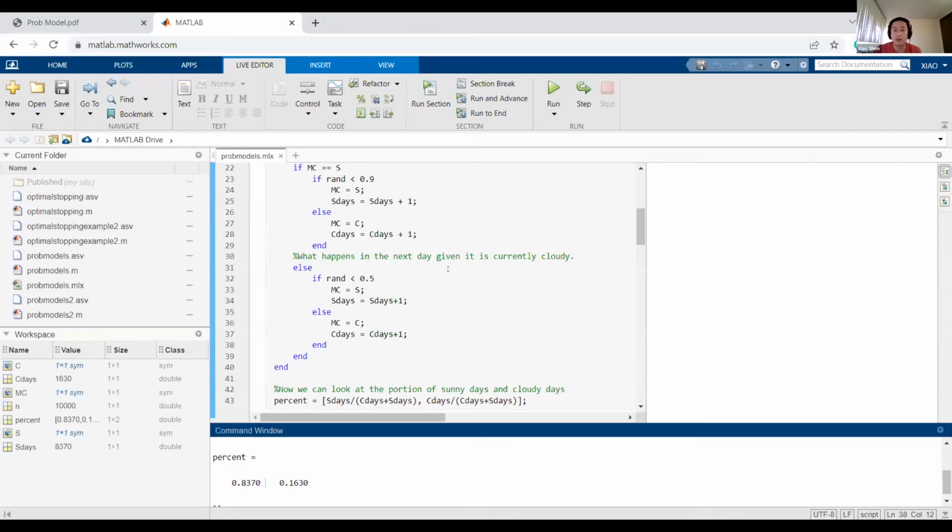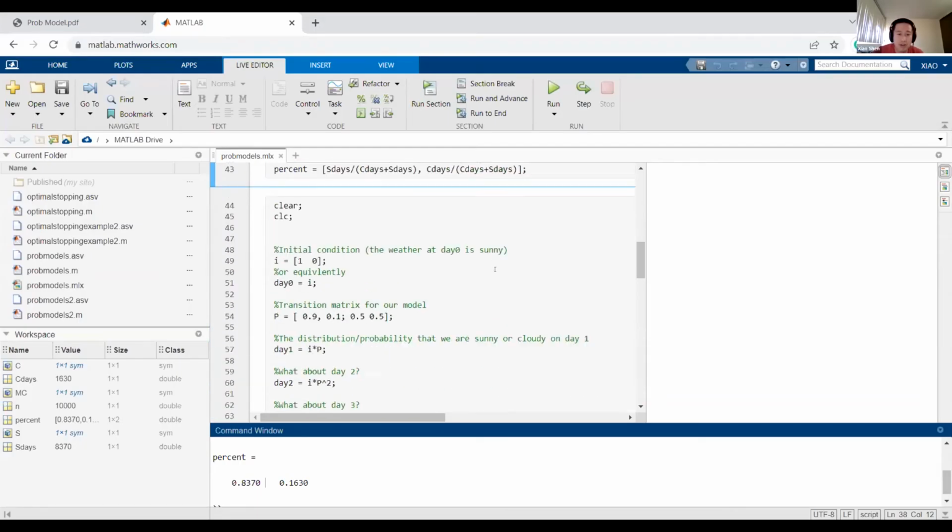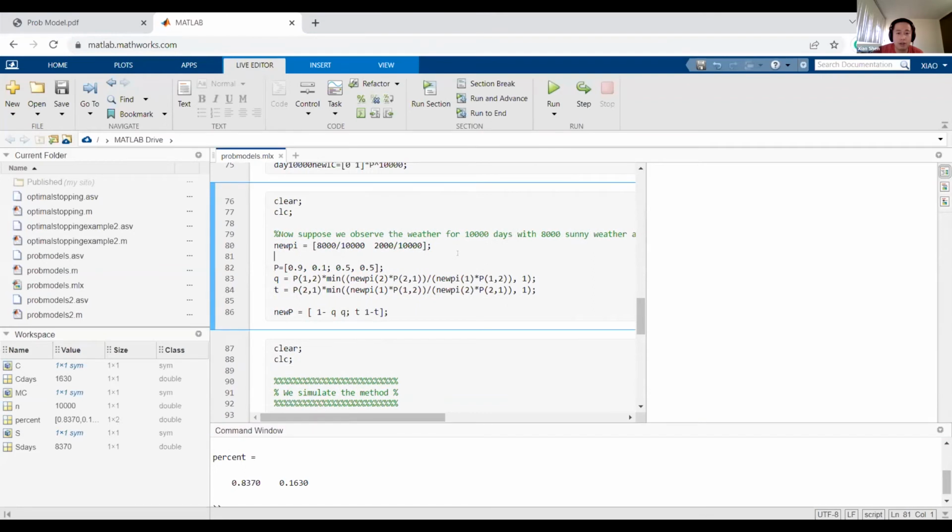Let's look at the simulation. So hopefully everyone can see the simulation here. Now this is just going to be this part, so we can finish over here. This is exactly as before. So our new target, I'll call this a new pi, is going to be 8,000 divided by 10,000, 2,000 divided by 10,000.